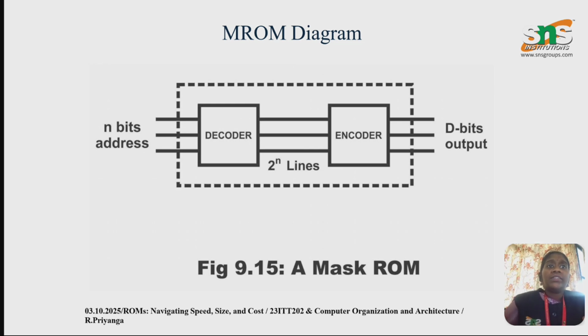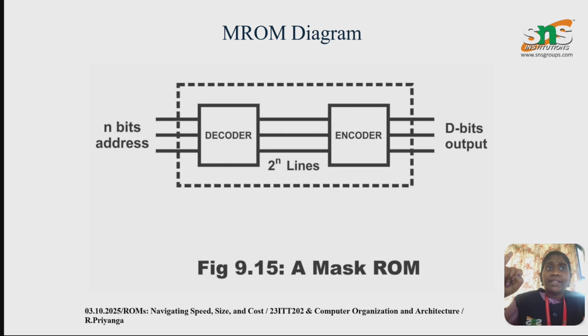The encoder converts the selected word line's bit pattern into D-bit output data. This output corresponds to the content stored at the particular ROM address. The D-bit output is the data bits coming out from the ROM. For every input address, the ROM returns exactly one fixed D-bit value.